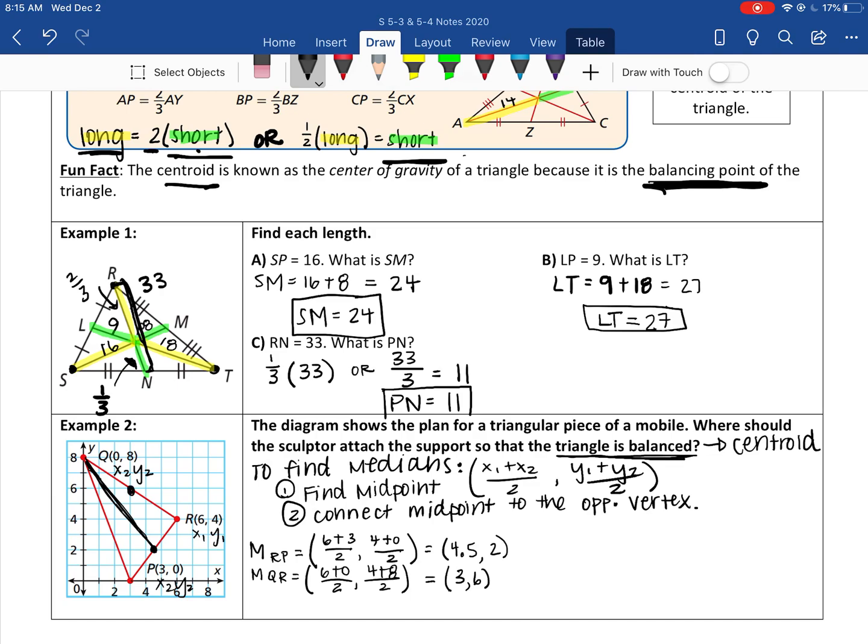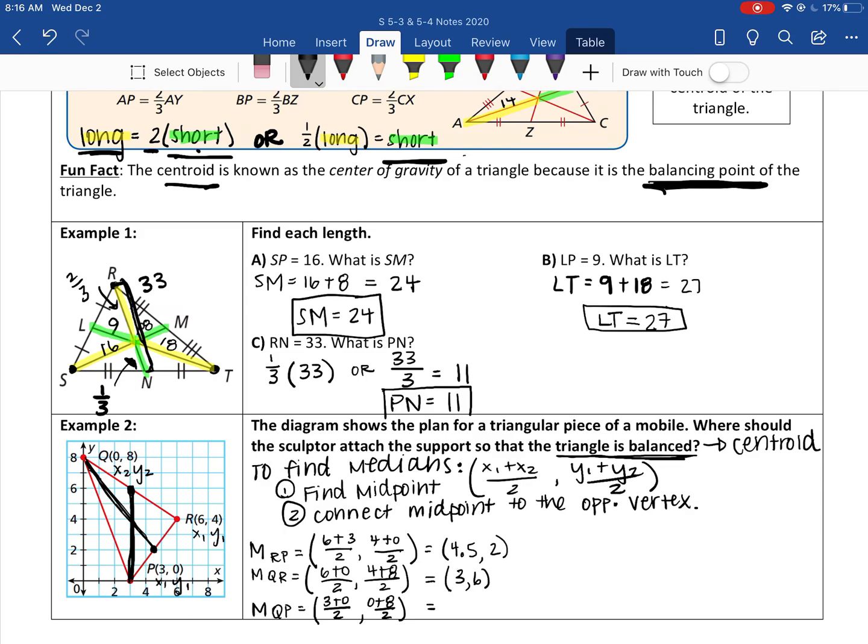And we connect it to the opposite vertex. So your opposite vertex is down here. And that's going to be a straight line down. And then finally, we need to find the midpoint of QP. I'll change this one to x1, y1. So that is x1 plus x2 is 3 plus 0 over 2, comma, y1 plus y2 is 0 plus 8 over 2.